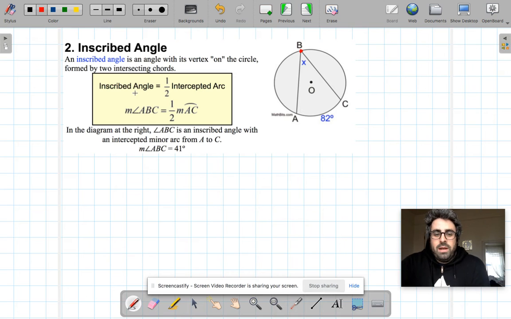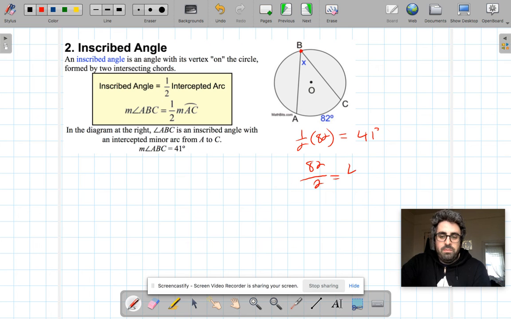An inscribed angle is equal to half of the intercepted arc. So if we're given the arc of 82 degrees, then the inscribed angle, angle ABC, is half of 82. You can do 1/2 times 82, or you can just divide by 2, which is the same thing. So angle ABC is 41 degrees.